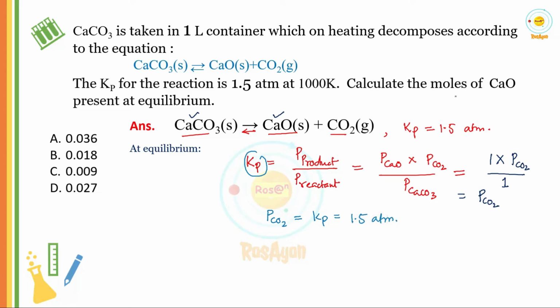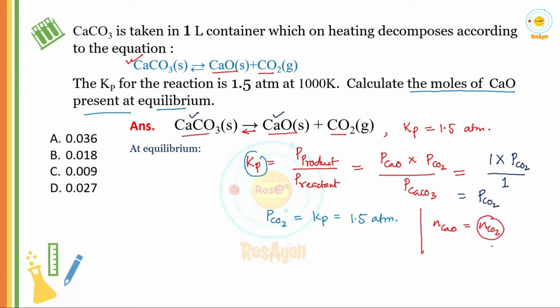Now in this question, what do you have to determine? The number of moles of CaO present at equilibrium. Now look carefully at one thing in this reaction: the number of moles of CaO produced equals the number of moles of CO2 produced. So we can say the number of moles of CaO produced equals the number of moles of CO2 produced in this reaction.